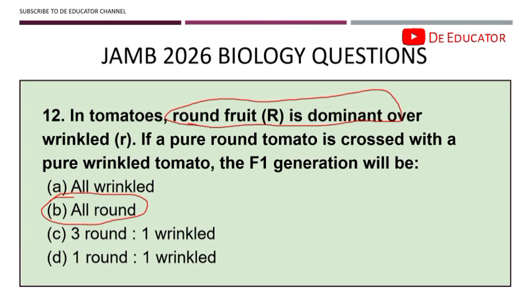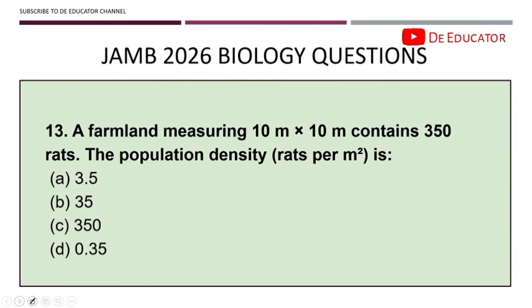This question can be paraphrased. It will tell you tall is dominant to short. In the first generation, all of them will be tall, right? It is in the second generation that you now start seeing the recessive traits manifesting. Okay, so now let's move on.